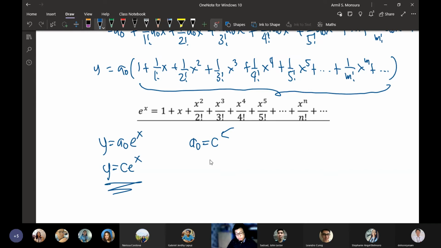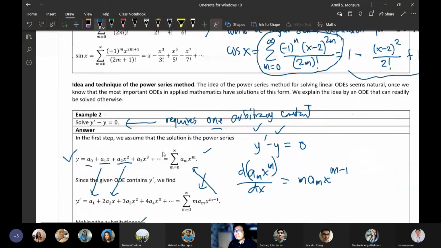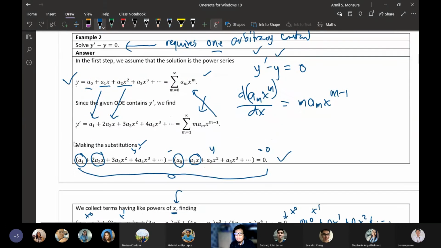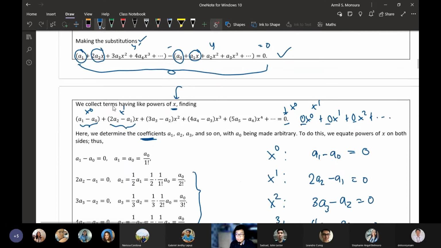Okay. To summarize the steps, again, you start with the solution. Okay, the solution would be a power series. Now, if this is a solution, then you get the required derivatives based on the given equation. So you do a term-wise differentiation of your series. Okay, after that, make the necessary substitutions. Okay, collect terms having like powers of x.